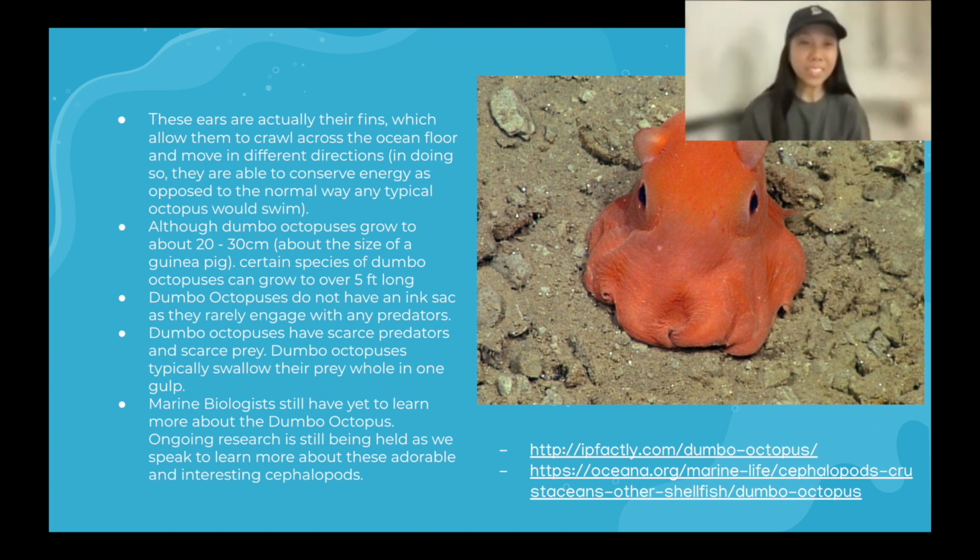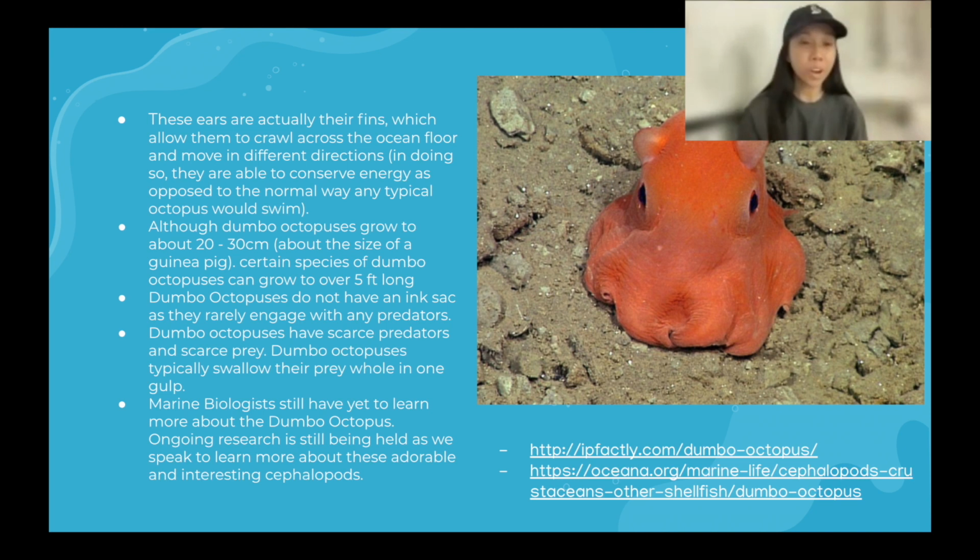Another fact that I found is that Dumbo octopuses have scarce predators and scarce prey. Dumbo octopuses typically swallow their prey whole in one gulp. So again, not a lot of predators, but the unfortunate side is that they don't have a lot of prey. So when they do find their prey, they actually swallow them whole in one go. And when I was researching and learning about this octopus, I did see a couple of videos of the tiny little cute creature just going to the entire prey.